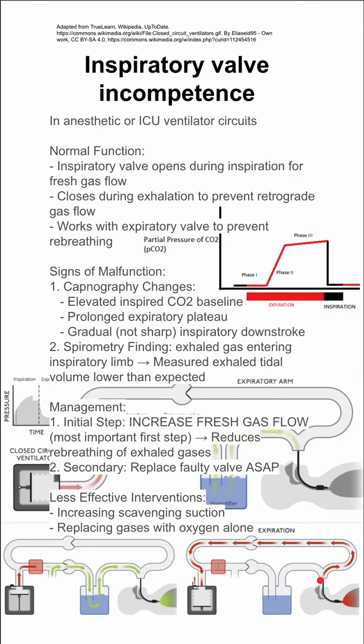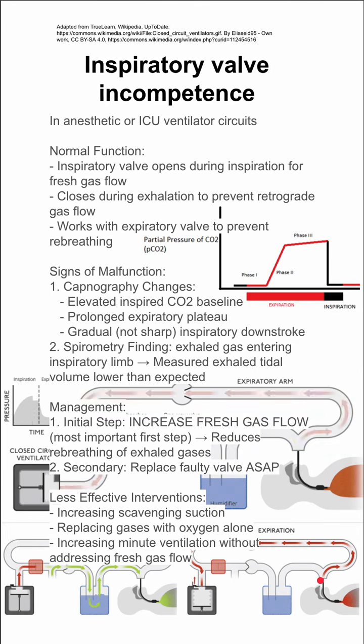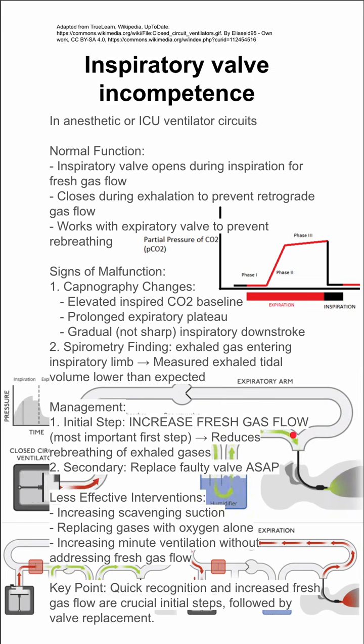There are some less effective interventions. You can try increasing your scavenging suction. You can try replacing your gases with oxygen alone to prevent hypoxia, although this would not prevent hypercapnia. You can increase your minute ventilation. This again would not address your fresh gas flow, but if you increase your minute ventilation, you might be able to breathe off some of that carbon dioxide that you're rebreathing, but these are really less effective, and the first thing that you should do is really increase your fresh gas flow.